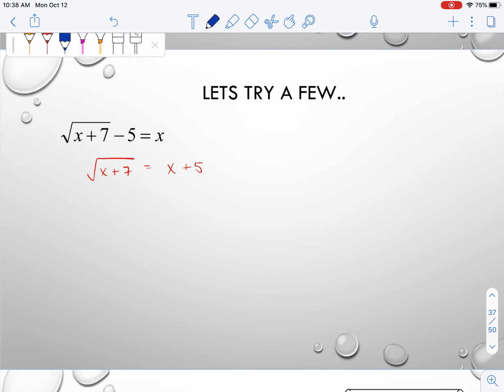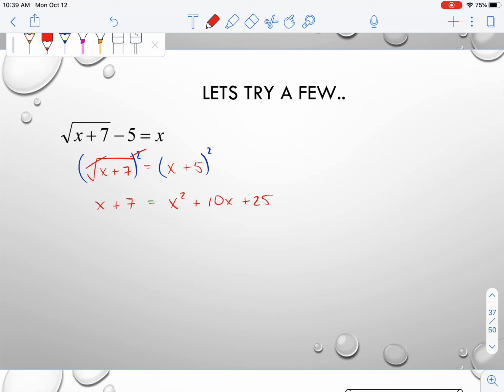So now, if I go through and I square both sides, don't forget you're squaring the entire side. I need parentheses here. On the left, the square and the square root cancel one another out, and I'm left with just x plus 7. On the right, I have x plus 5 quantity squared. And when I FOIL that, I get x squared plus 10x plus 25. So I've now cleared my radical.